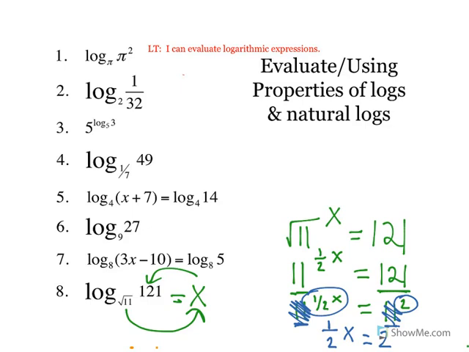I need to know what x equals. Solve for that missing piece. Multiply by the reciprocal on both sides. That should be 2 over 1, and my answer is 4. So the square root of 11 to the 4th power equals 121, or log base square root of 11 of 121 equals 4.